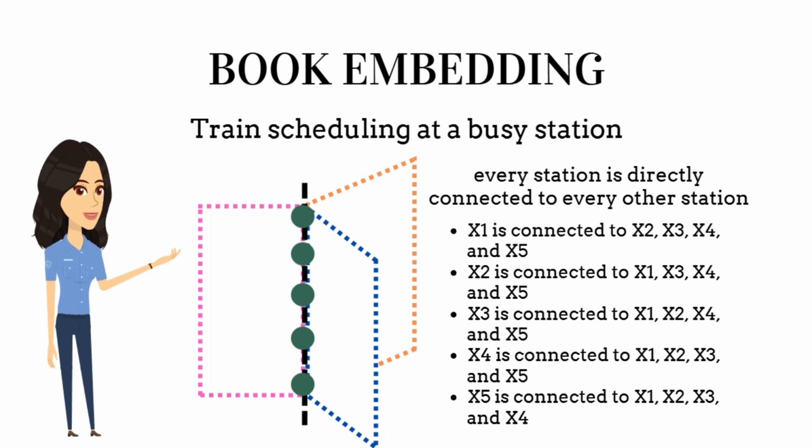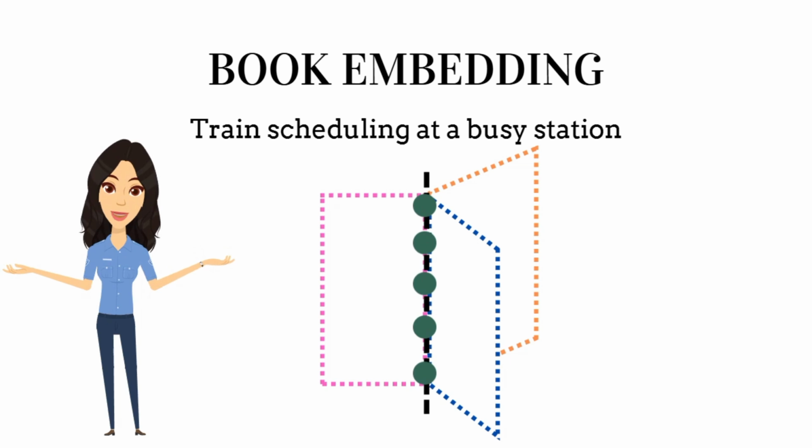Connections in K5: X1 is connected to X2, X3, X4, and X5. X2 is connected to X1, X3, X4, and X5. X3 is connected to X1, X2, X4, and X5. X4 is connected to X1, X2, X3, and X5. X5 is connected to X1, X2, X3, and X4. If we try to draw all these connections on a single page, it becomes a tangled mess with edges crossing everywhere. That's why we need to distribute these connections across multiple pages.